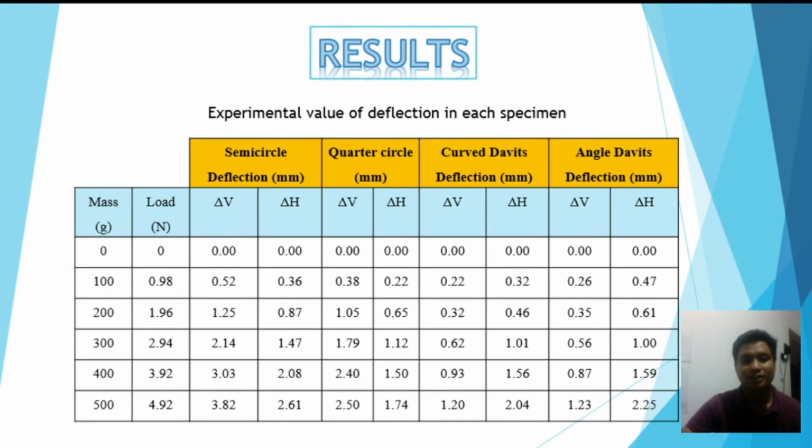As we can see here, this is delta V, meaning the vertical deflection, while delta H is the horizontal deflection. These are all the experimental values of deflection in each specimen, meaning the values were recorded by conducting the experiment.